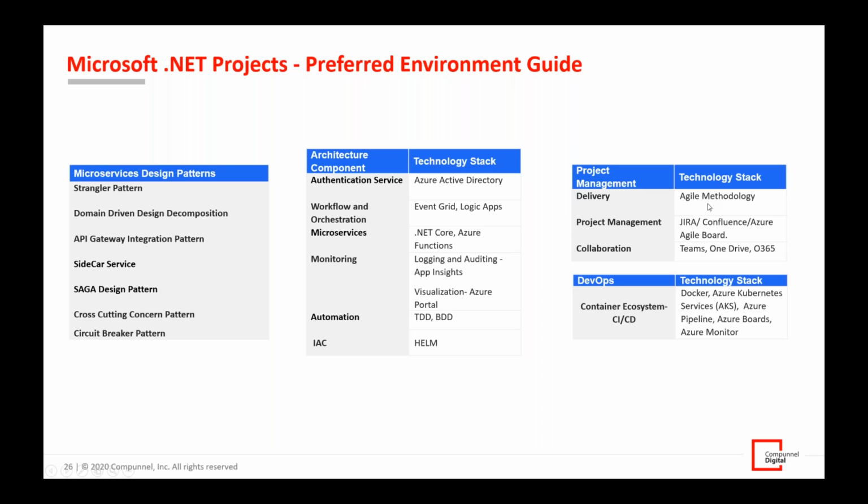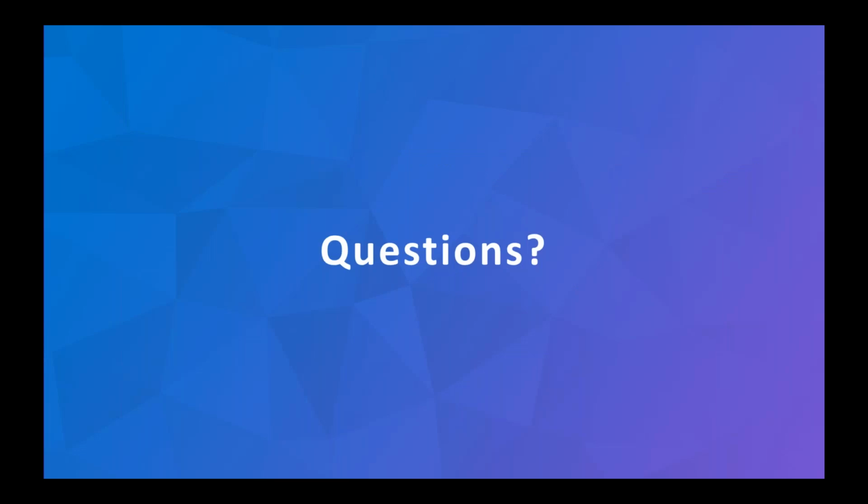From a project management perspective, we talked about delivery as an agile methodology, project management, Jira, collaboration teams, OneDrive, and the container ecosystem. We talked about Docker, Azure Kubernetes, Azure Pipeline, Azure Boards, Azure Monitor. Those are our recommendations when you talk about starting a microservices architecture in your organization on Azure. This is what we recommend.